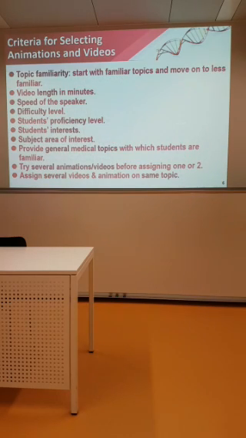Now, criteria for selecting animations and videos. Whichever topic you look for, you will find many videos. So it doesn't mean that we can just take the first one, the second one, and have the student watch it. No, we have to take into consideration the topic familiarity. When the students are beginners, freshmen at the beginning of the semester and their English is still poor, we can use topics that are familiar, like the digestive system or circulatory system, because they study these in high school in their own language. So they know what the digestive system consists of. The only difference is that they don't know the technical terms in English.